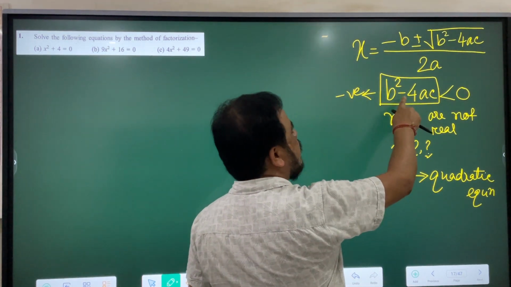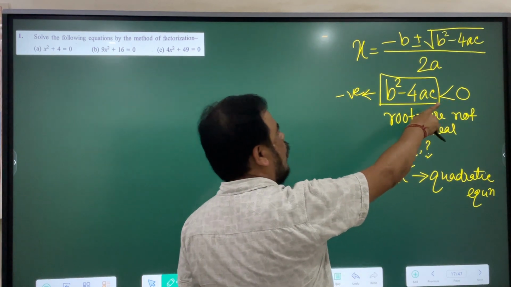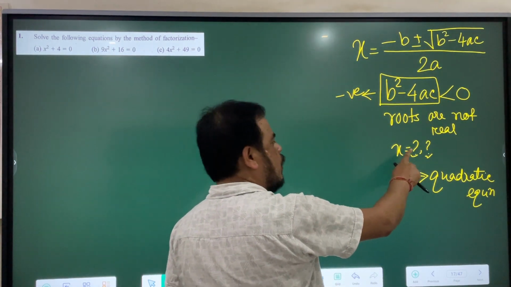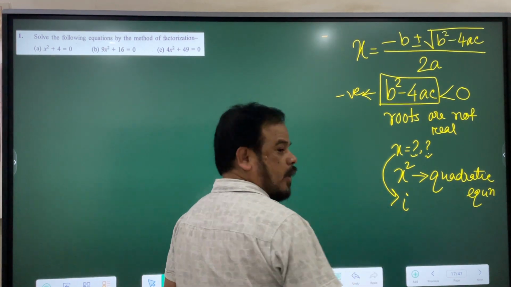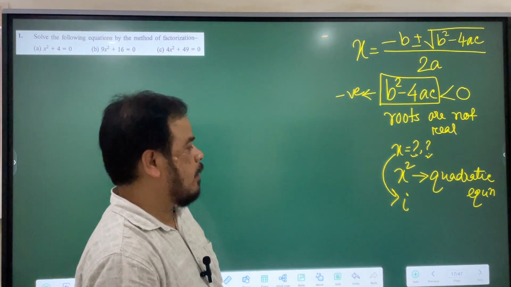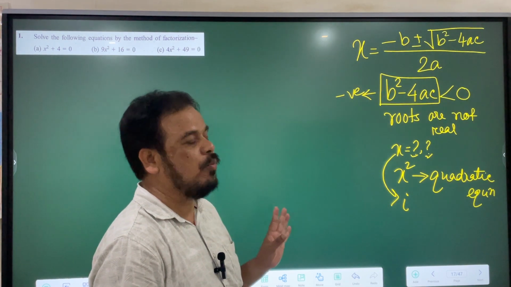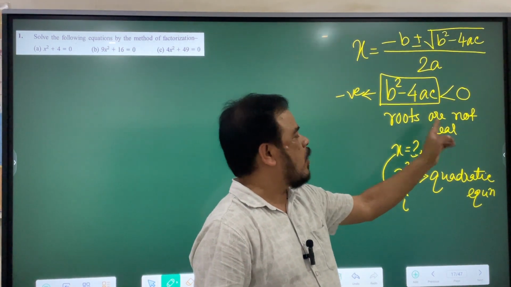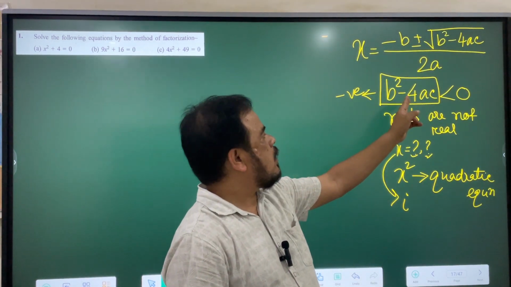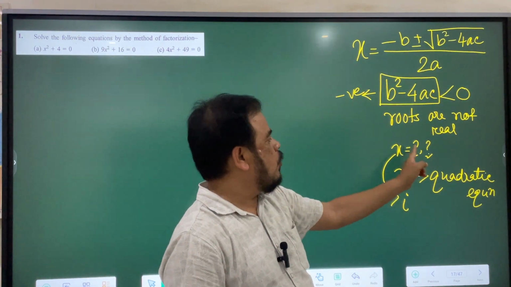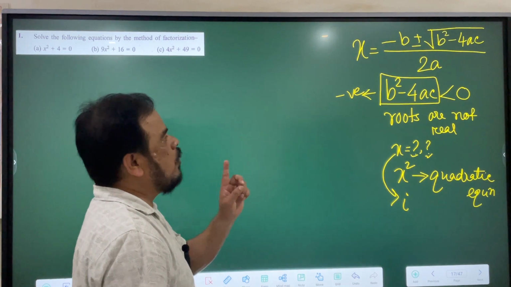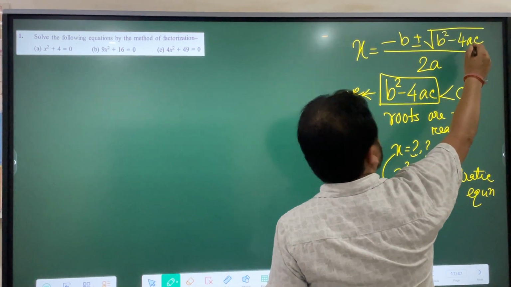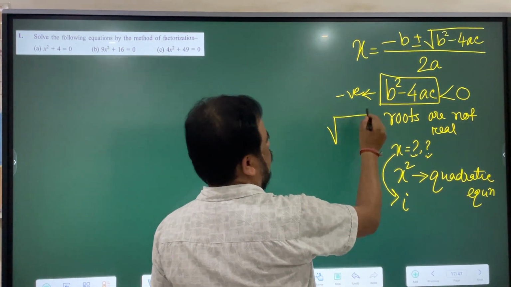In this case, when b square minus 4ac is less than 0 or negative, then also we will get two values, but in which i will be included. Imaginary number will be there, not real. Not real means imaginary. So the value of x surely we will get 2, but in which i will be there, because here b square minus 4ac we are going to get a negative value.